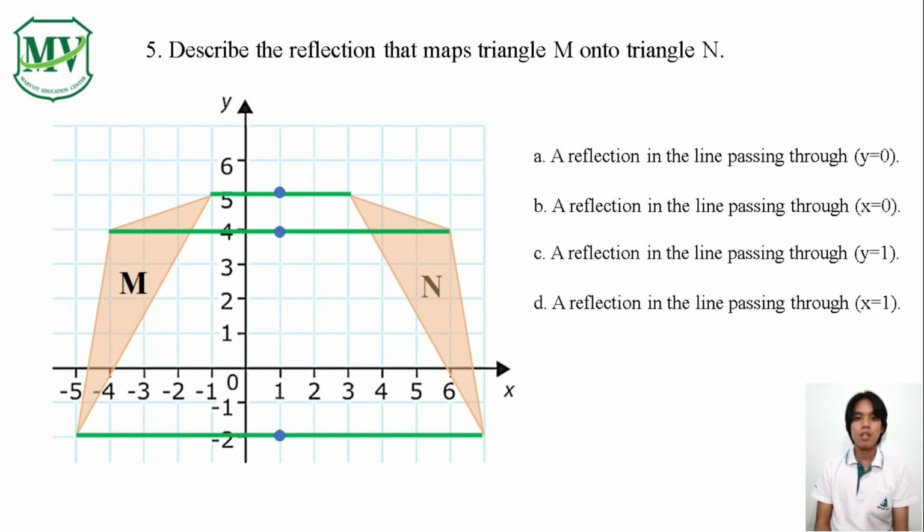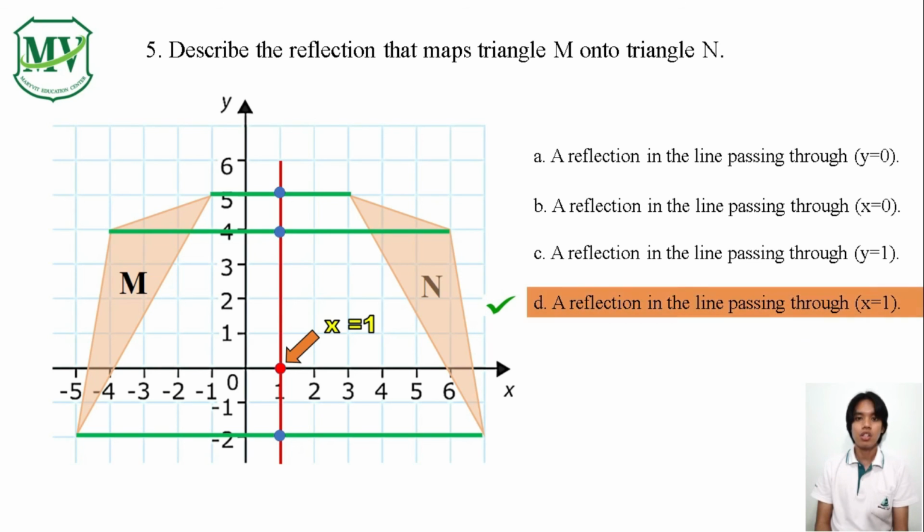Next thing to do is to draw a line that connects all the center points. That line is our axis of reflection, and it passes through 1 on the x-axis. So to describe this, you can say that it is a reflection in the line passing through x = 1. And if you look at the choices, only letter D corresponds to the answer. So letter D is the right answer.